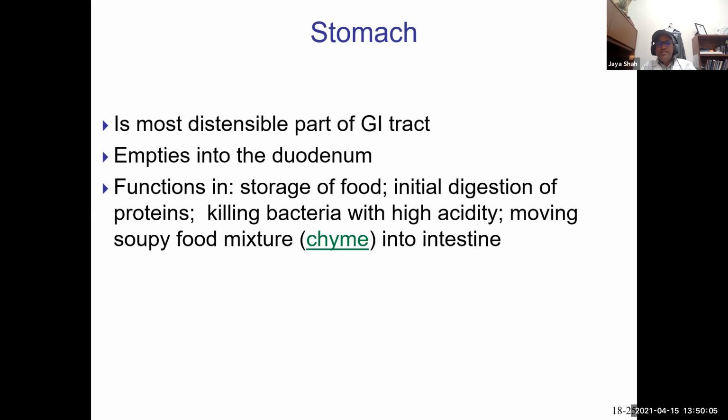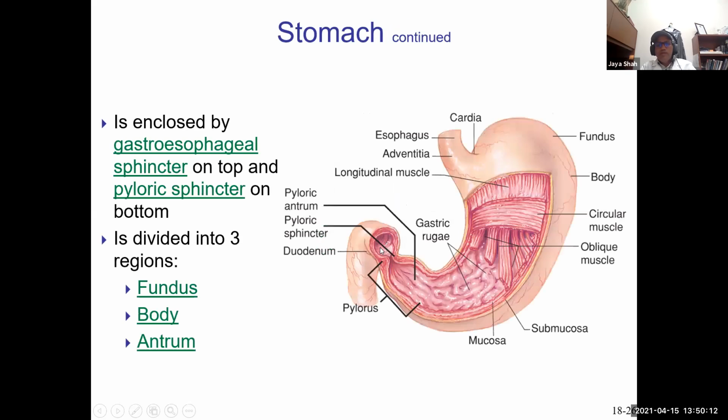The stomach is the most distensible part of the GI tract. Once food gets inside your stomach, we call it chyme. Some people say chyme, some people chyme, okay? The stomach is the dilated part of your digestive tract, so it has this dome-shaped structure called the fundus. Then you have this area, the body. This is called the pylorus. And this area is called the antrum cavity, okay?